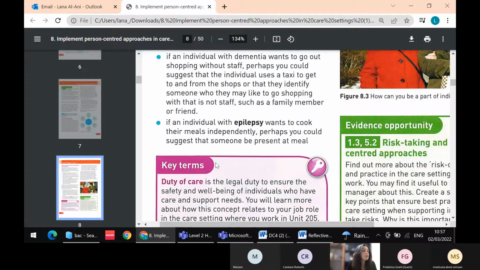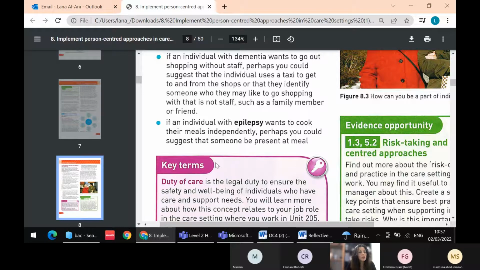How about if the individual has dementia and wants to go shopping without staff? That is definitely very dangerous for them. In this case, because the person has dementia, they don't have control over what they're doing, so I should inform the family member. It's something they have to deal with, yes?